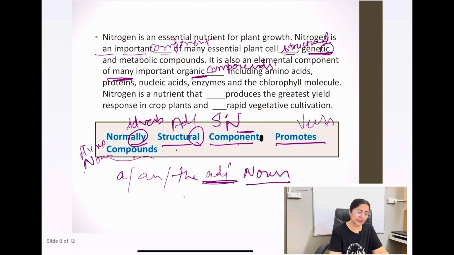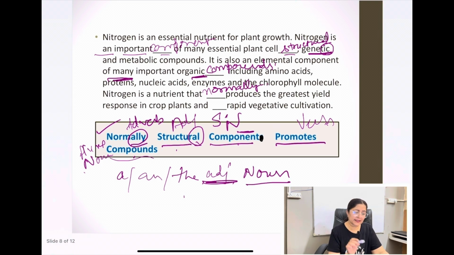Then, nitrogen is a nutrient that dash produces the greatest yield response in crop plants. That produces. How does it produce? So when how, when, where are there, what do we use? Adverb. So the adverb is what? Normally. We will be using normally.